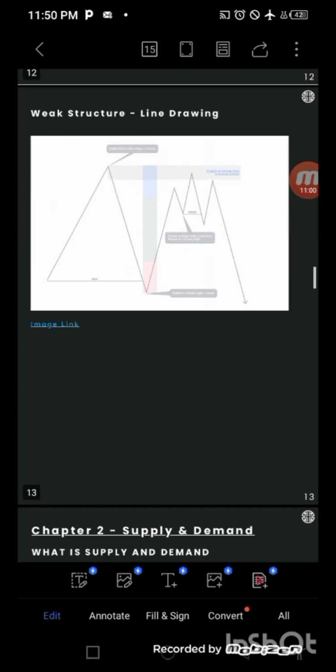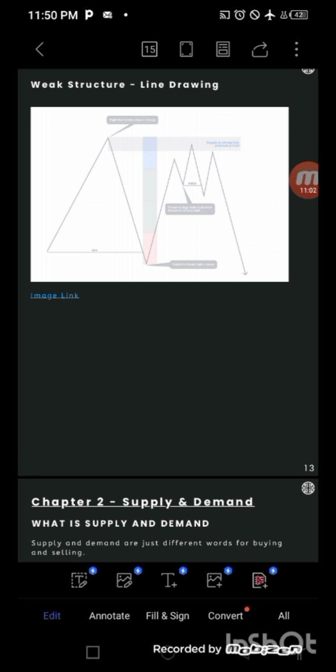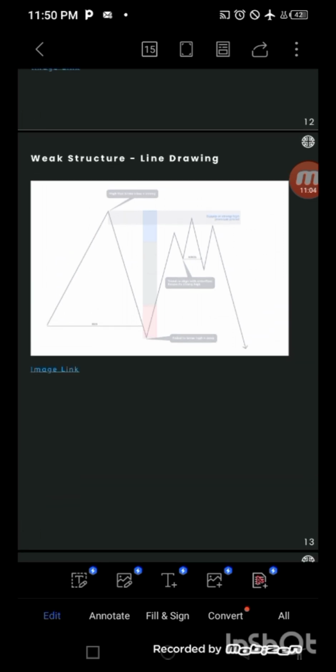Okay. So this is how we trade with the banks. If you don't get anything, just try to understand this concept: the higher time frame controls the lower time frame. It's very important. So as a trader, if you want to do your analysis, you should try to understand top-down analysis. It's very, very important.